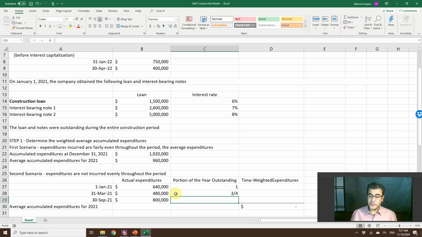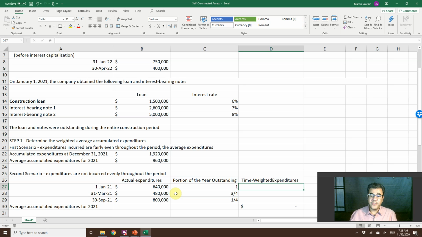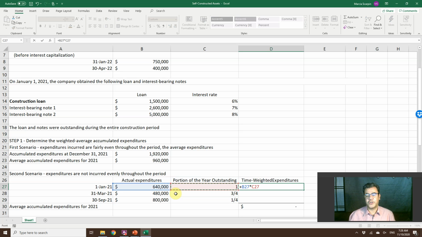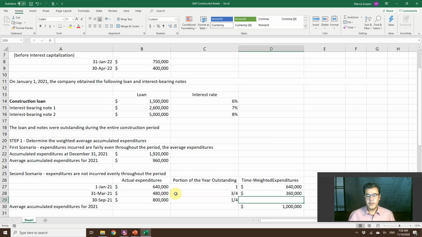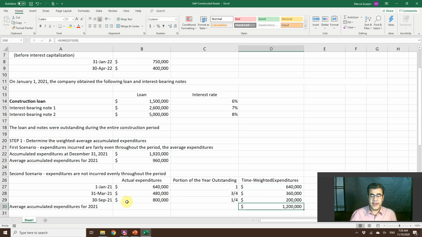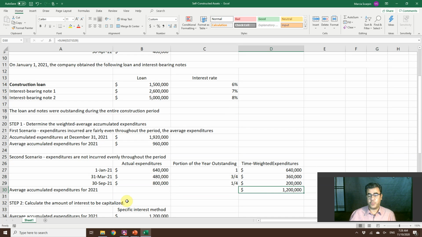The last one, September 30th. So we have October, November, December. So 3 months in 12. 1 quarter of the year. And the weighted expenditure will be actual expenditure times portion of year. So 640, 360, and 200. So $1.2 million. So this is the average accumulated expenditure for 2021.